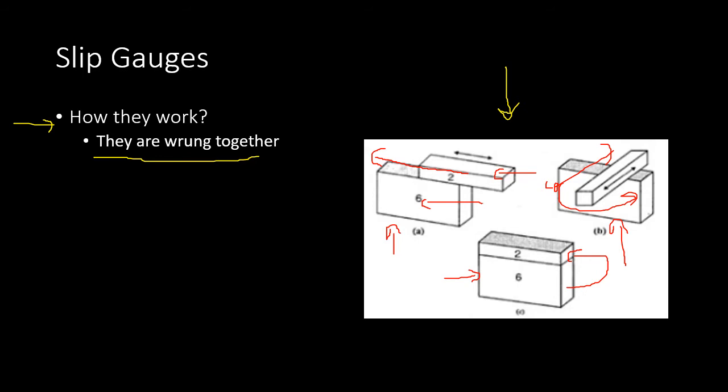So as you go on piling up the slip gauges, the overall dimension changes. When you combine slip gauges 2 and 6, this becomes the overall dimension that can be measured using this pile, and this dimension is exactly equal to the sum of the sizes of both of them. So this is the size of slip gauge 2 and this is the size of slip gauge 6. The sum of these two is exactly the dimension that can be measured using the pile.